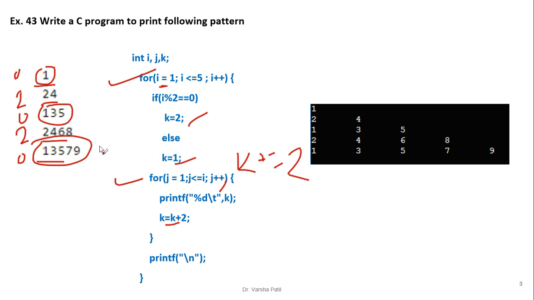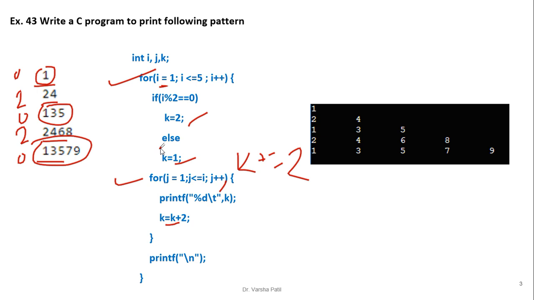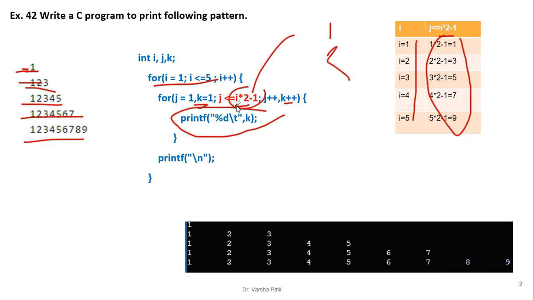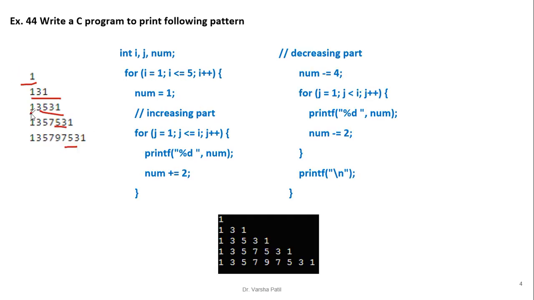So in this way we need to first understand the pattern, and then based on that we need to do the program. Now here we can see that 1, then 3, then 5, 7, 9. Now we can't use the formula j equal to i into 2 minus 1, which generates the numbers 1, 3, 5, 7, 9. Why? Because after this there is again 1, 3, 5, then 3, 1.